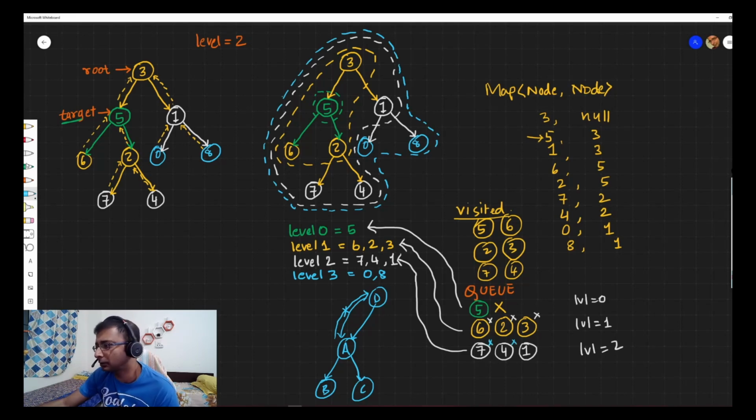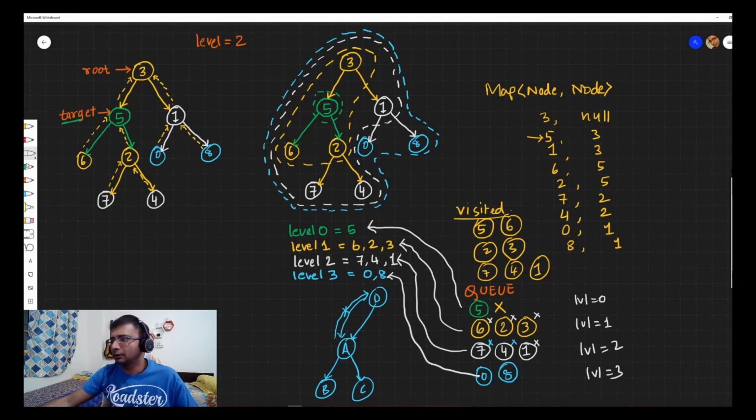So from 1, what would I have got? I got a 0 and an 8, right? And what I would do is add 1 to the visited set. And if you look closely, these have all been popped out, and this is my level 3, which is the same as this one. So this is all about the solution.